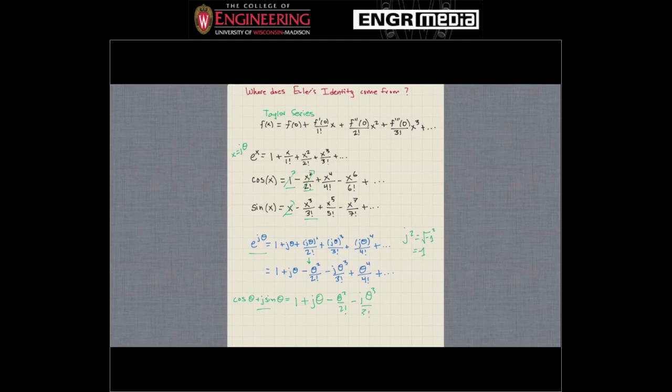And what you see is e to the j theta, then the Taylor series expansion is just equal to the Taylor series expansion of cosine theta plus j sine theta. Of course, there's a plus dot, dot, dot. Okay. So that's one way to verify Euler's identity.